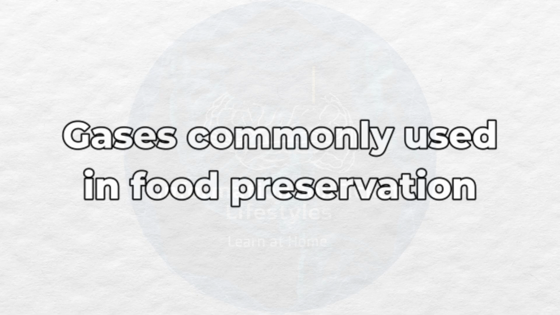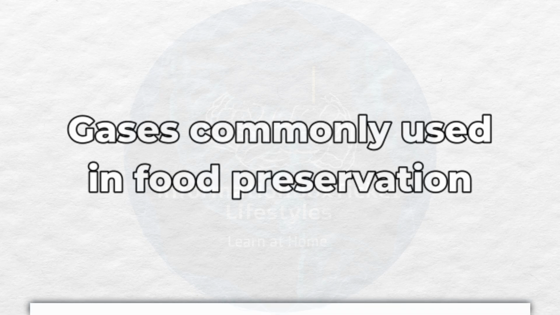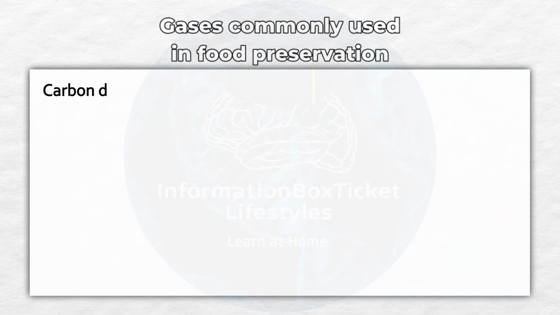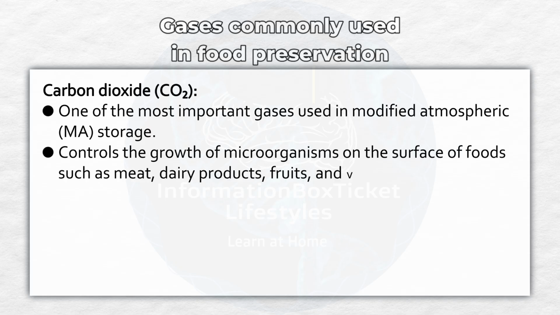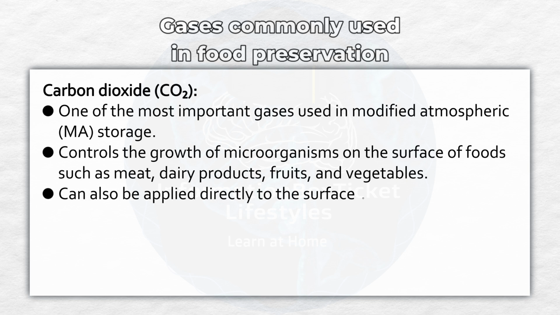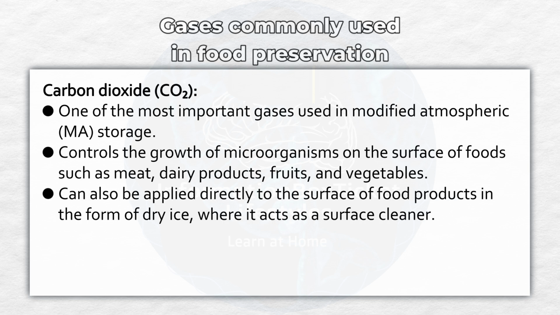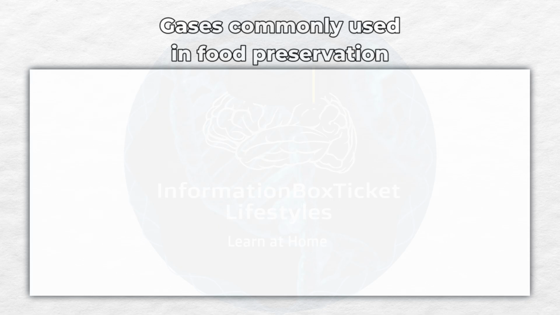Gases commonly used in food preservation. Carbon dioxide. One of the most important gases used in modified atmospheric (MA) storage. Controls the growth of microorganisms on the surface of foods such as meat, dairy products, fruits, and vegetables. Can also be applied directly to the surface of food products in the form of dry ice, where it acts as a surface cleaner.